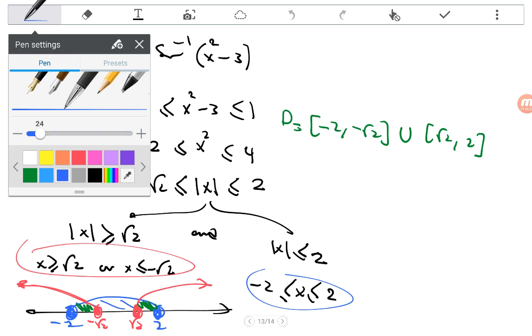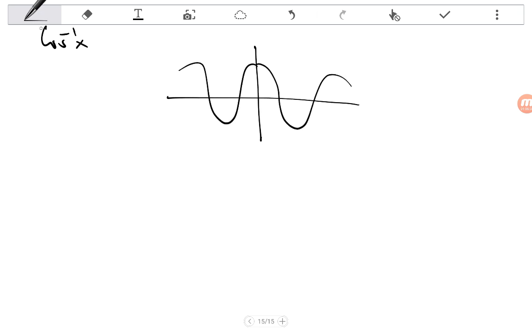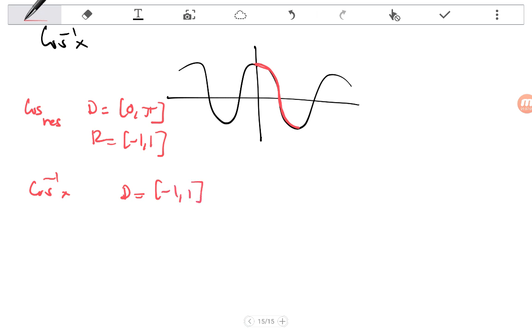In a similar procedure, we will find the inverse of the cosine. We have cosine inverse x. What is the restricted domain of cosine? It will just take this one. So the restricted domain of cosine will be from 0 to pi. And the range is ordinarily from negative 1 to 1. So the cosine inverse will have a domain from negative 1 to 1, and a range equal to 0 to pi.